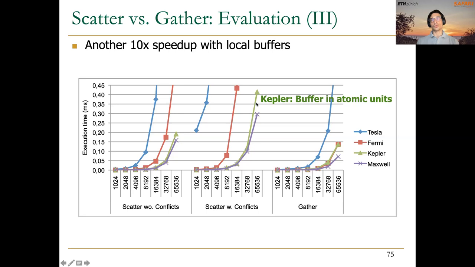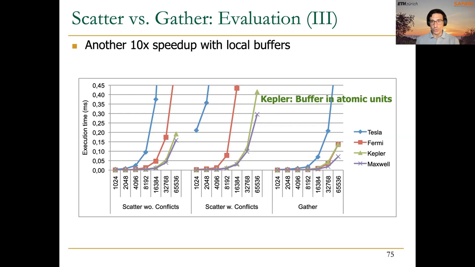But as you see, the interesting observation is that the distance between the scatter approach and the gather approach also gets reduced over time, as the architecture and the hardware keep improving. And the good thing is that with the architectural and hardware improvements for the atomic operations, it might make sense to start using atomic operations more, because they are quite intuitive.